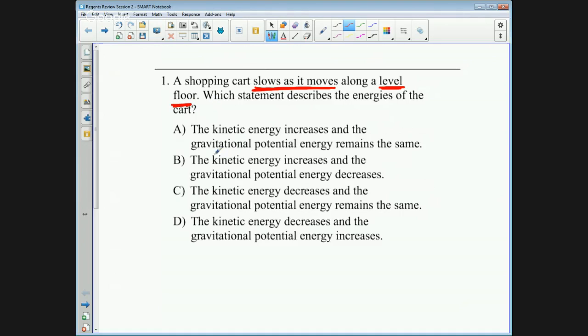Okay? If it's on the level floor, that means potential energy stays the same. So choices B and D are eliminated because it says potential energy is increasing or decreasing. It's on a level floor, so it's going to stay the same. Kinetic energy is proportional to the velocity. So if the cart is slowing down, that means that the kinetic energy will also decrease. Okay, so if the speed decreases, the kinetic energy decreases. Okay, so that's part C.